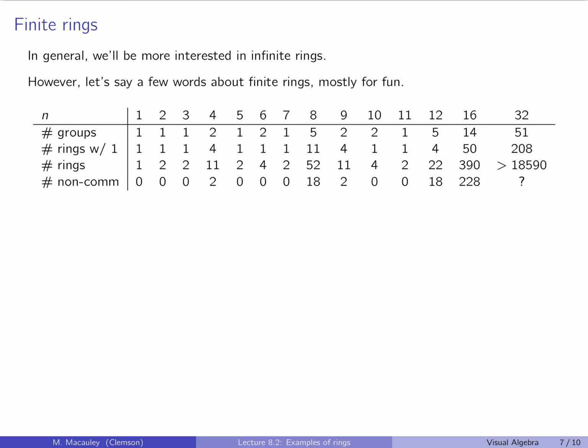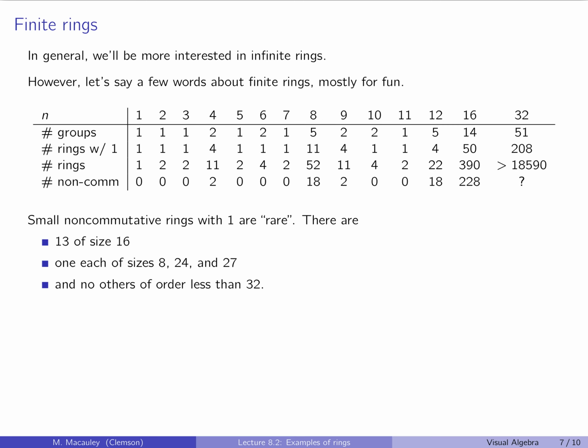Here's a table showing how many groups, rings with 1, rings, and non-commutative rings there are for each order 1 up to 12, and then also 16 and 32. Let's make several comments. First of all, small non-commutative rings with 1 are rare. So non-commutative rings, I have here, but I haven't told you how many of them have unity. So there are 13 of them of size 16. So there's 228 non-commutative rings, but only 13 of them have unity.